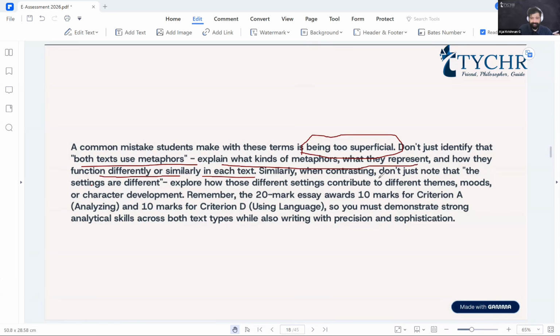Even when you contrast, don't just note that the settings are different. Explore how the setting is different. Don't just say that both texts have different settings or the same settings. Say how, to what extent, and in what way. So go deeper beyond surface-level writing to get better scores. Okay, that's something we had in mind to tell you.